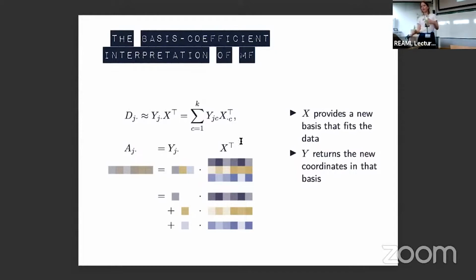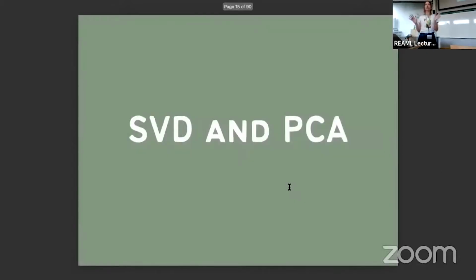So every color here indicates one basis vector in which your data is now represented. So X gives you a new basis for your data. So it can also be interpreted as patterns that occur frequently in your data. And Y gives you then a new low dimensional coordinate description. Okay, let's have a look at some examples.